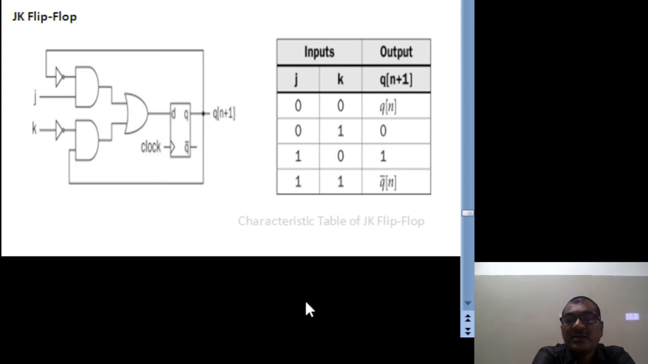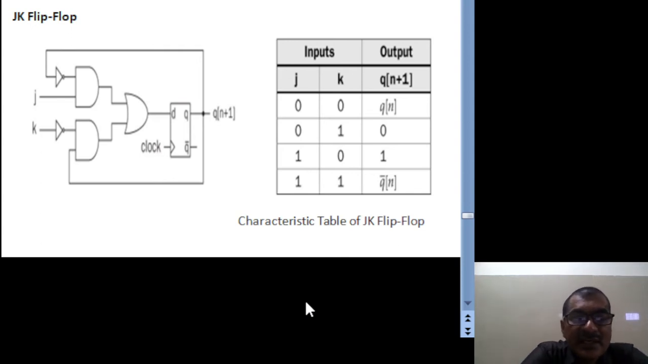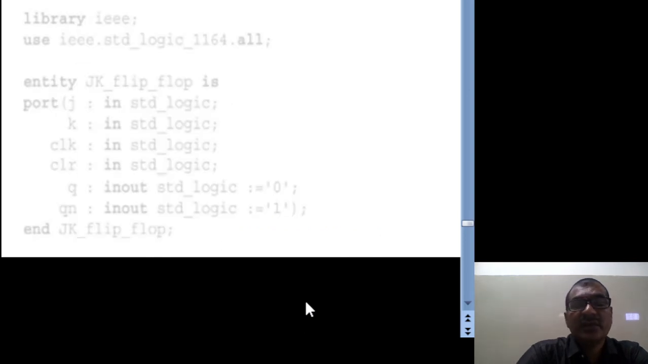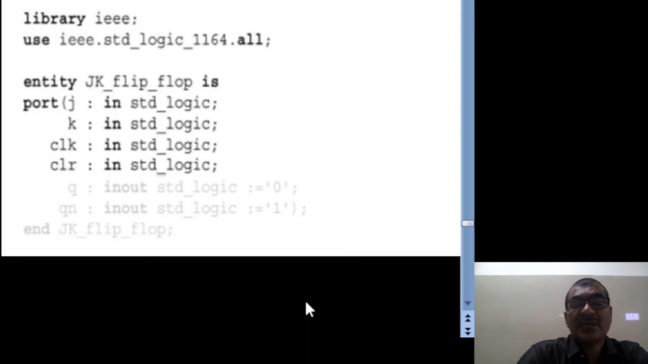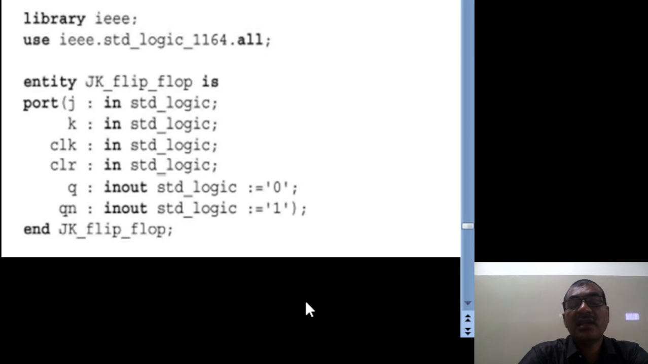So I think you have already studied in DELT subject about the JK flip-flop. That's why I am not going to discuss the detailed operation of this JK flip-flop. I am just showing how the truth table of JK flip-flop will appear. Based on this I am going to write the program. In case of the program, as usual, library IEEE, use IEEE.std_logic_1164.all as the beginning statements.